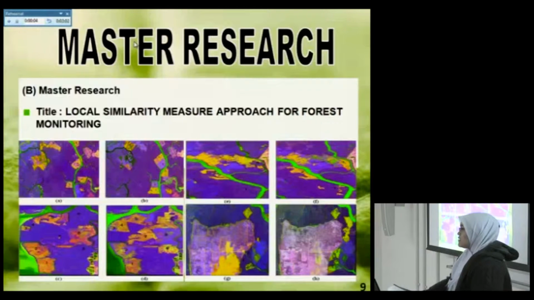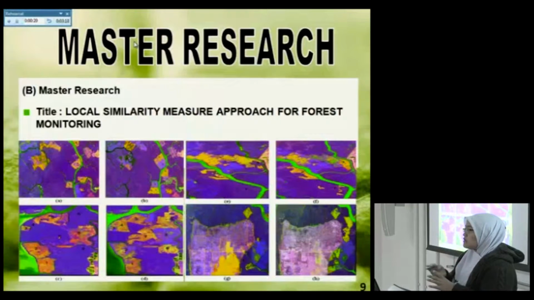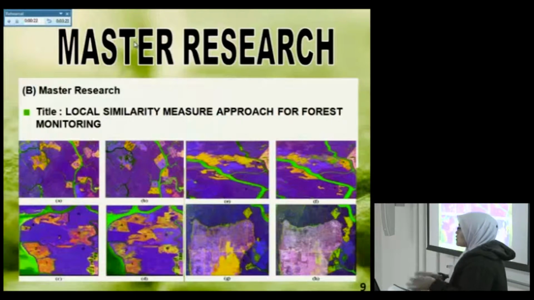Next is my master research. During my master research, I worked on a local similarity measure approach for forest monitoring. The local similarity measure approach is one famous technique in the medical imaging field. They use this technique to detect tumors in the brain. So we tried to apply this algorithm to environmental study. We tried to detect the changed areas in the forest.